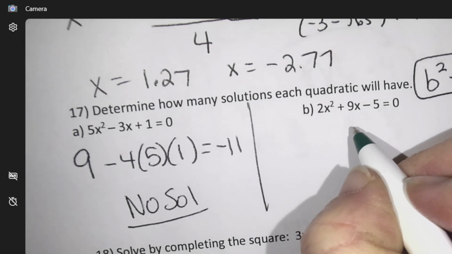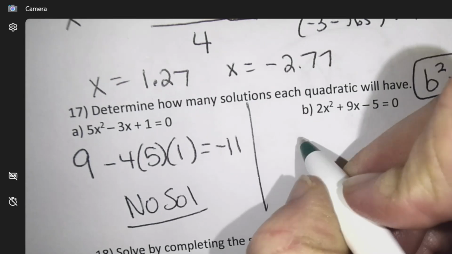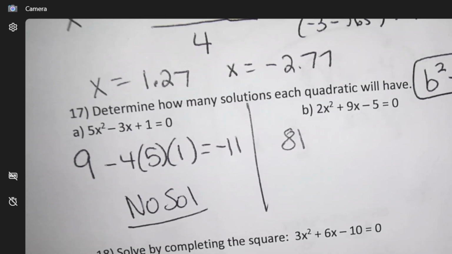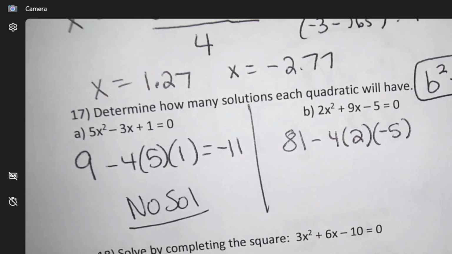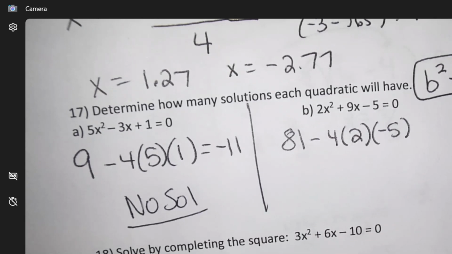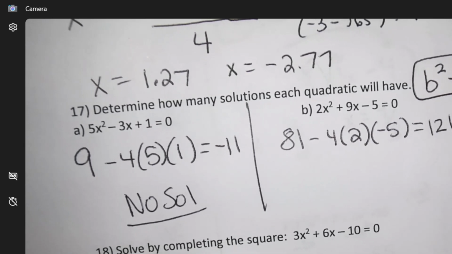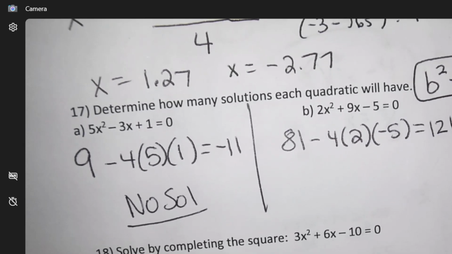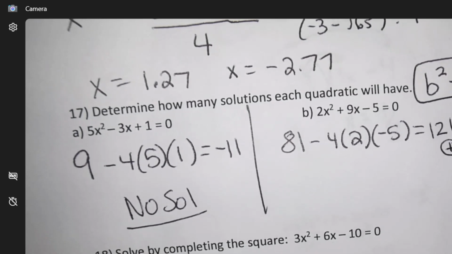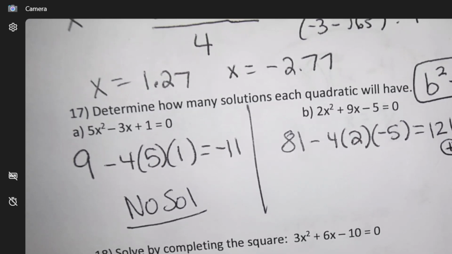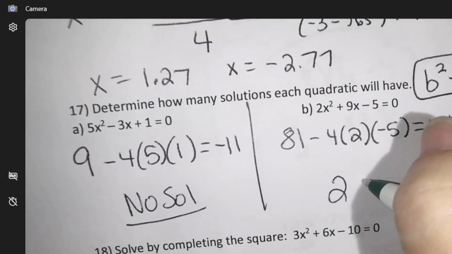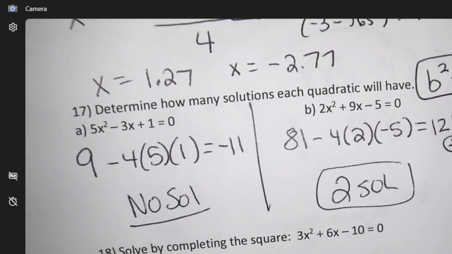B squared, so 9 squared gives me 81. Minus 4 times 2 times negative 5. Make sure you're careful with your negatives. So I get 121. Obviously that's positive value. So if I square root something positive, I could go plus that or minus that and make 2 answers.